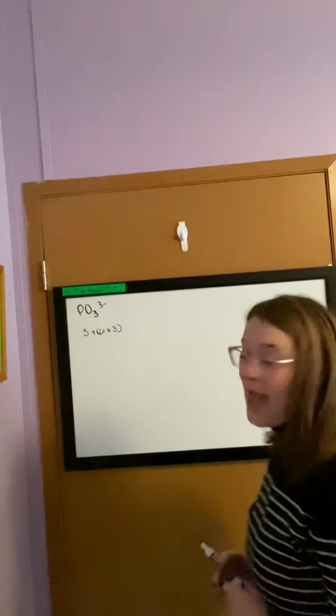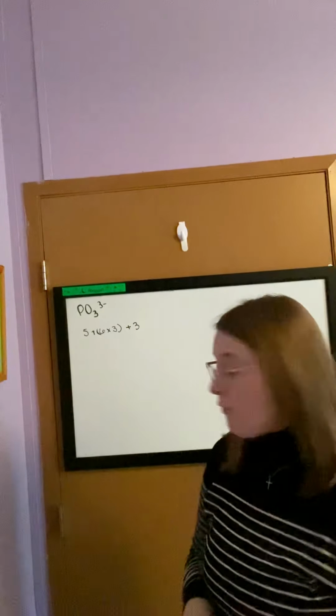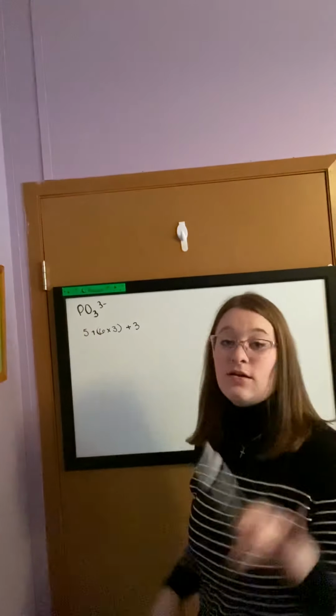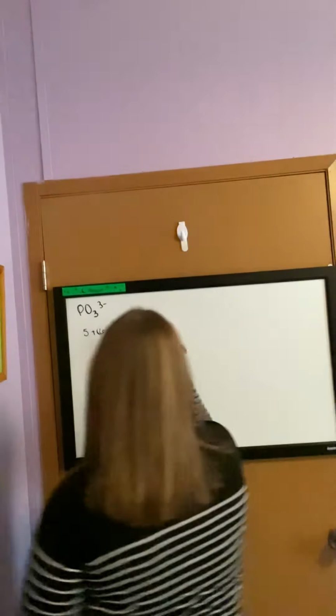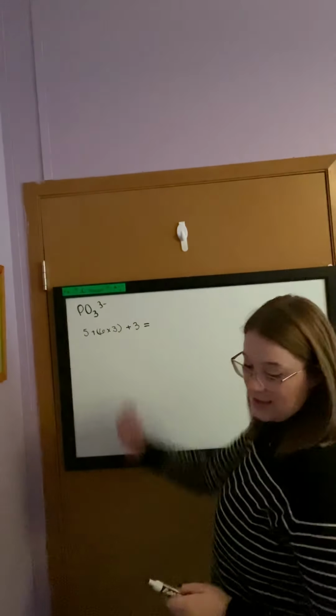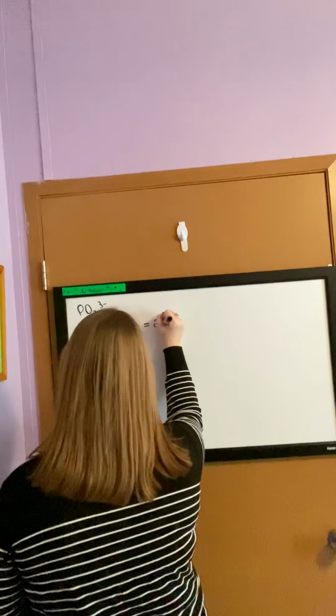So we're going to add the charge. If this was positive, we'd subtract. Okay, so it's the opposite. So negative add, positive subtract. Super weird, I know, I didn't make the rules. So, we are going to have 8 plus 18, which is 26 valence electrons.